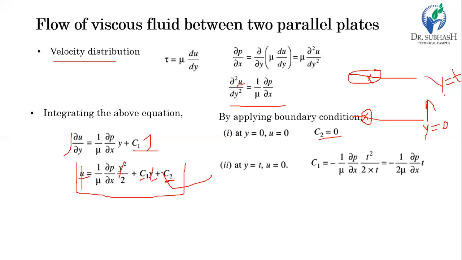So the dimension of y equal to t here, and again velocity will be 0 because it is in contact with the fixed surface or the fixed plate. By putting these two values, and the value of c2, which is 0, then y equal to t, put y equal to t here and u equal to 0 here. Then we get the equation c1 equal to minus 1 by mu del p by del x into t square by 2t. T will cancel out, and the final value of c1 will be minus 1 upon twice mu del p by del x into t.